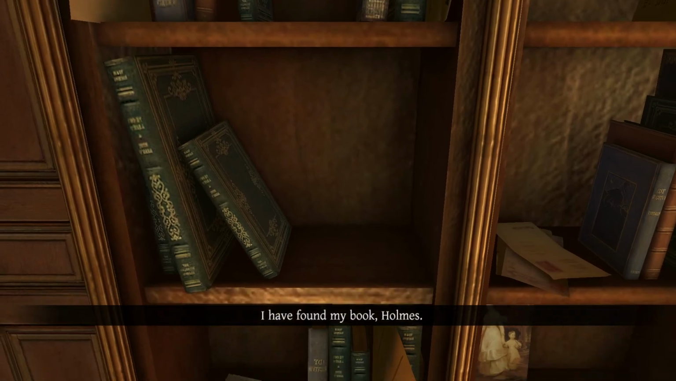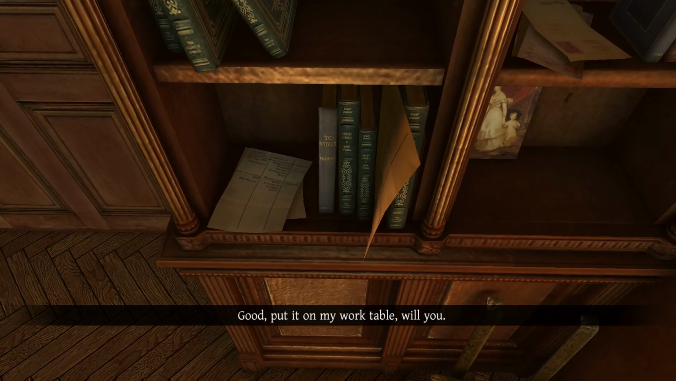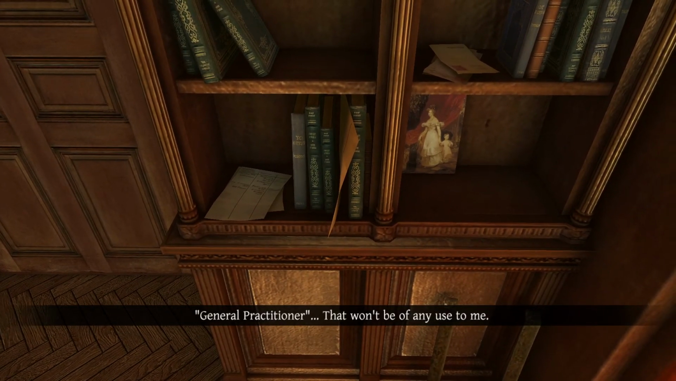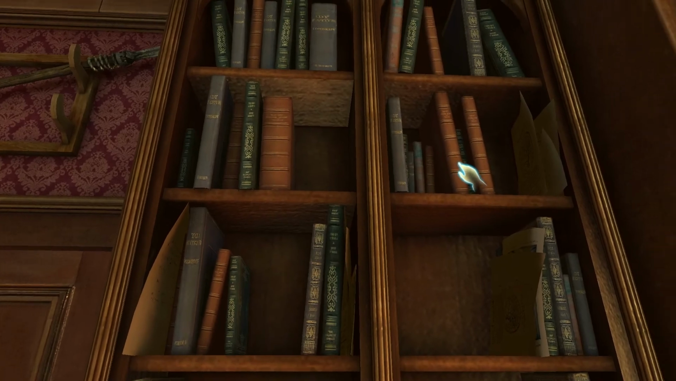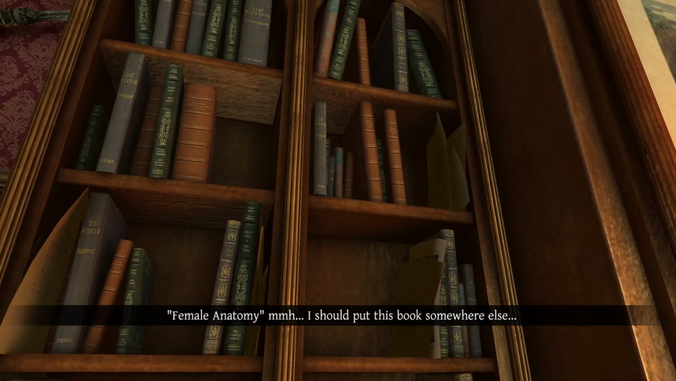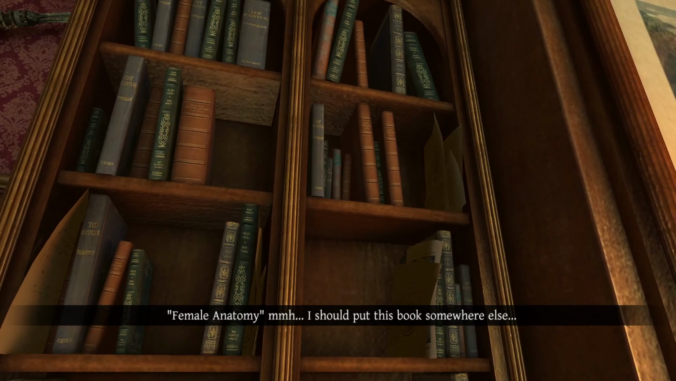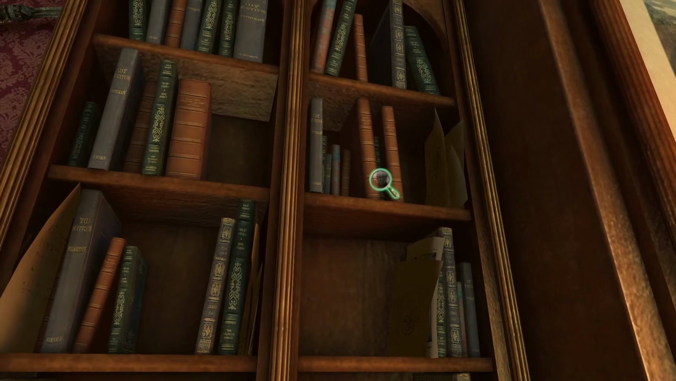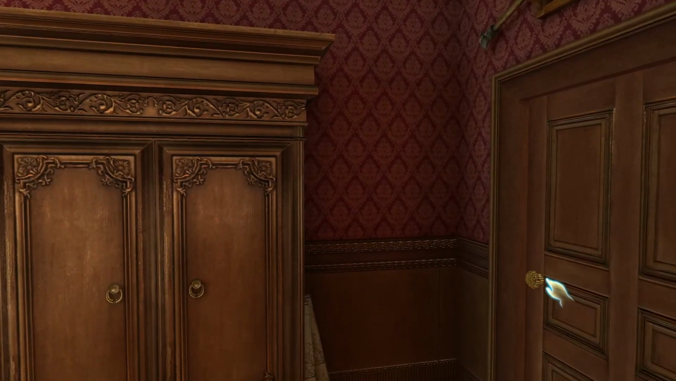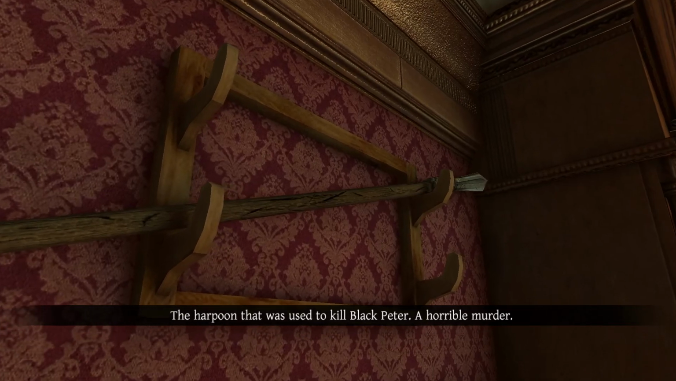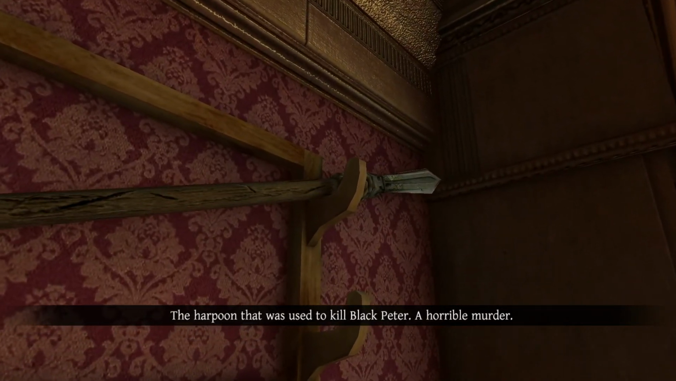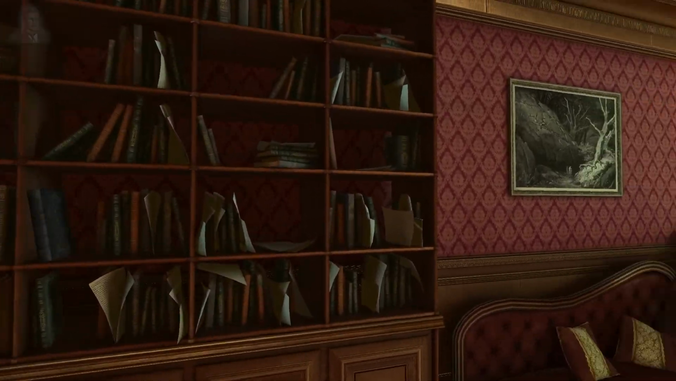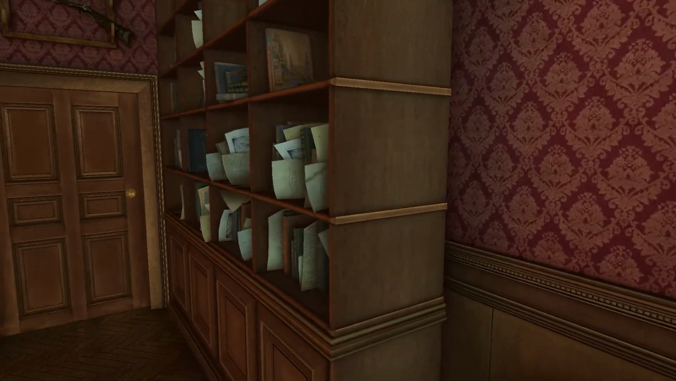I have found my book, Holmes. Good. Put it on the work table, will you? Yes, but... General practitioner? That won't be of any use to me. Yes. Why not? Female anatomy. I should put this book somewhere else. Okay, thanks for the tip. What is that? The harpoon that was used to kill Black Peter. A horrible murder. Yes, indeed. I'll go check these other things if I can, if there's something else.